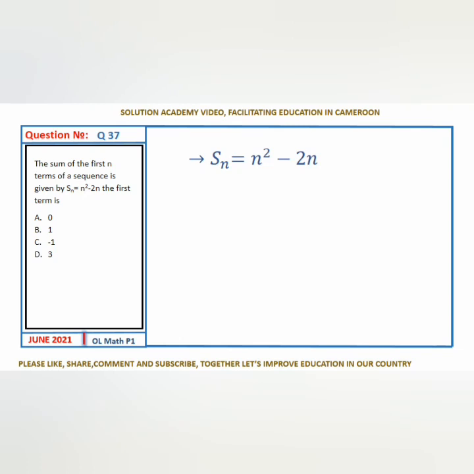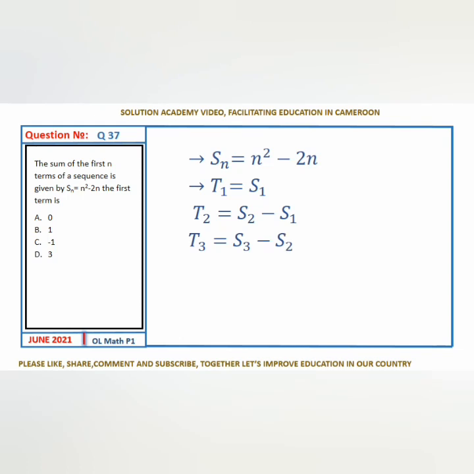Remember, you are not being asked to find the sum of the first 5 terms or the sum of the first 3 terms. You have been asked to find the first term, not the sum. So if we are asked to find the first term, second term, third term, we have to know that generally the first term T1 will just be equal to S1. That means anywhere we see n in our Sn, we should replace it with 1. Now the second term will be equal to the sum of the first 2 terms minus the sum of the first 1 term. And automatically the third term T3 will be equal to the sum of the first 3 terms minus the sum of the first 2 terms. Please take note of this.